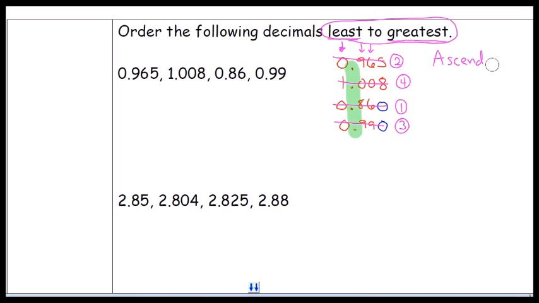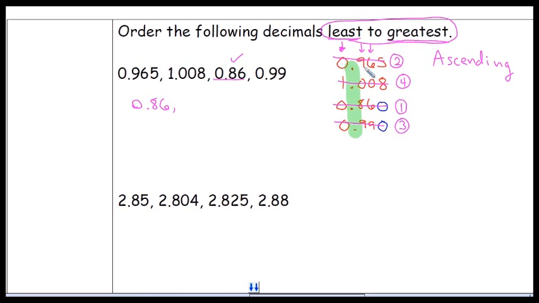Oops, I misspelled it. Ascending order. Okay, that's going from the smallest value to the biggest value, from little to big, ascending. So the first number is 0.860, which happens to be this one right here. So that's 860 thousandths. Okay, finish with that one.